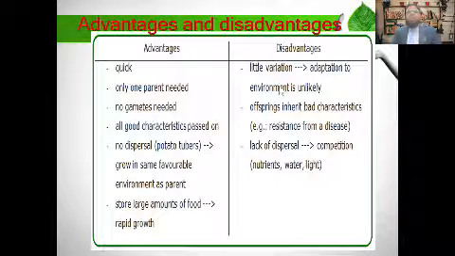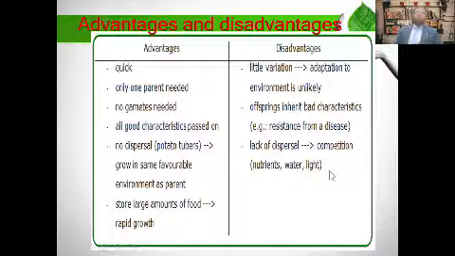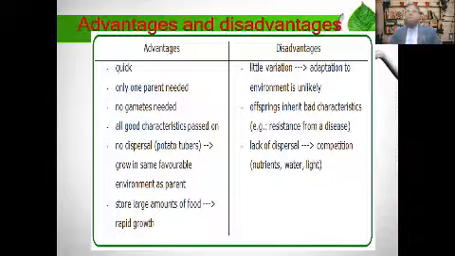Now what are the disadvantages? The disadvantage is that there is little variation, which means adapting to the environment is unlikely. Offspring inherit bad characteristics, for example, lack of resistance to disease, lack of dispersal, and competition for nutrients, water, oxygen, and light. In asexual reproduction, the disadvantage is that there is little variation. For example, if the parent cell has some disorder, the same disorder is going to be transferred to the offspring, and the offspring cannot compete with the environment.